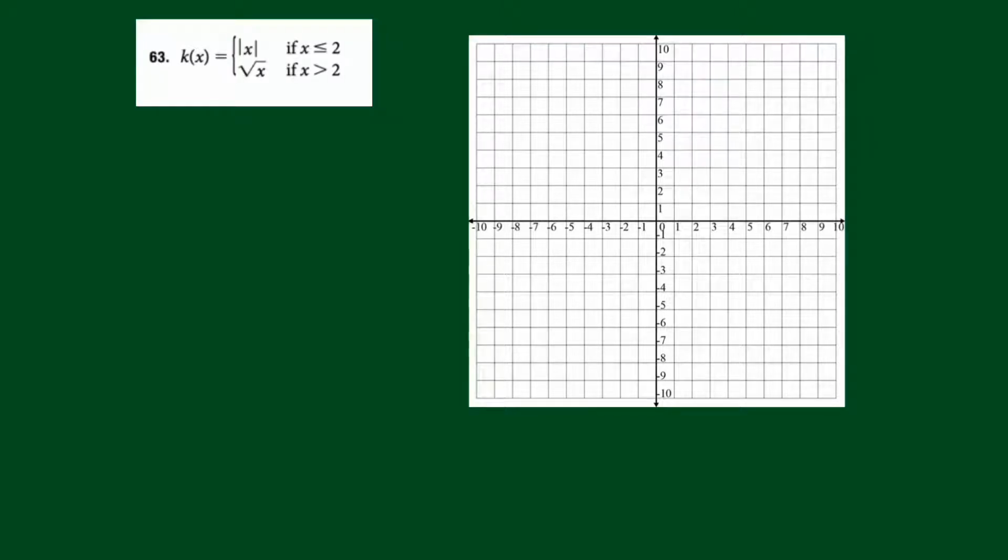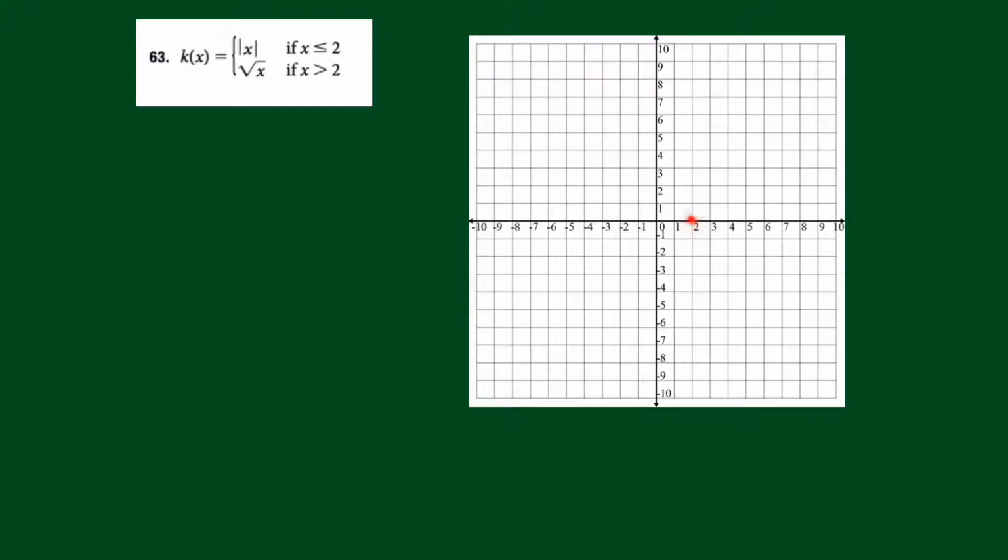Here's an interesting looking piecewise function. We're given this absolute value piece if x is to the left or at 2, and then when you get just beyond 2, you get a square root function. Let's see what this looks like. So there's some interesting behavior here at 2, right? So over here at 2, something interesting might be happening.